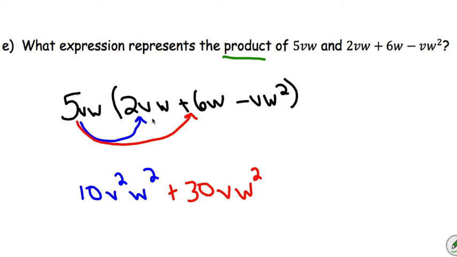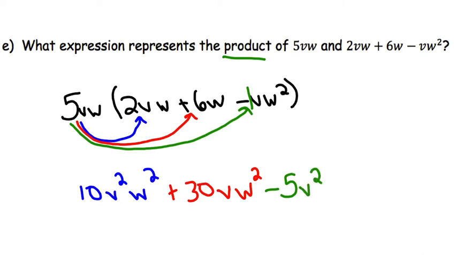And then my last term, 5vw times negative vw squared. So this is like a -1 here. So 5 times -1 is -5. And then we have v times v is v squared. And then w times w squared, when we add those exponents together, we get w to the third. Okay, so that's not really a whole lot different from what we've already done, other than the fact that we had to know what the word product meant.